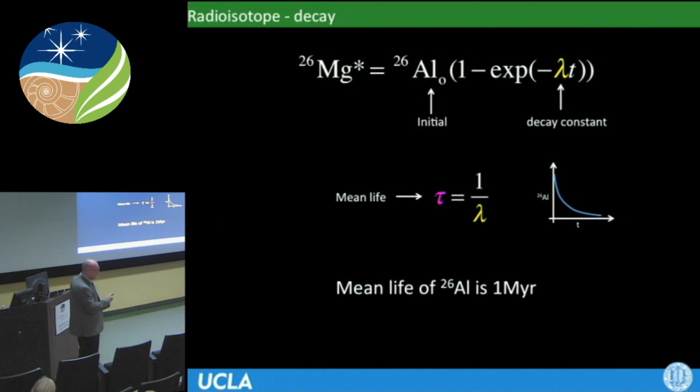I'm going to focus throughout the talk on aluminum-26. Aluminum-26 is a short-lived radionuclide, which has a half-life of about 0.7 million years, or a mean life, which we're going to use throughout this talk, of about 1 million years. And it decays to magnesium-26. And the mean life, if you're not used to thinking about radioisotopes, is essentially 1 over the decay constant. Or another way to think of it is it's the e-fold time for decay.